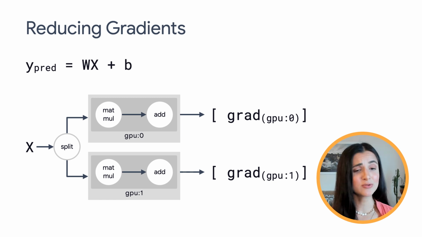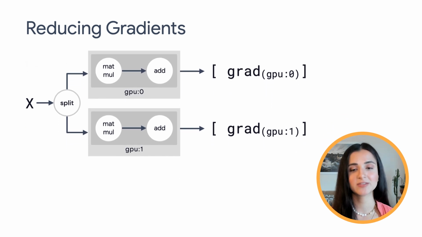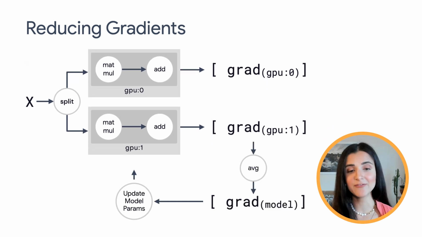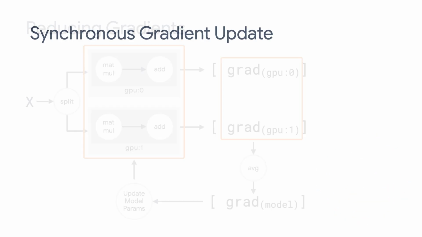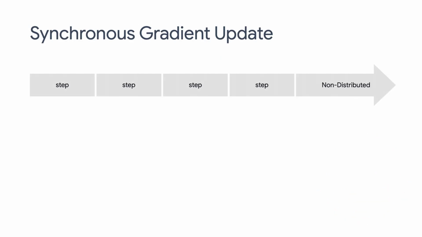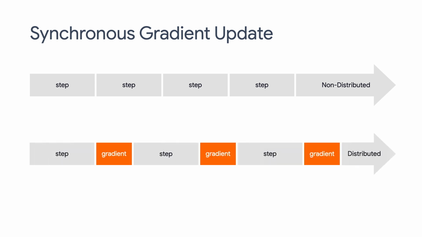But we now have two sets of gradients, one that was computed by GPU 0 and the other that was computed by GPU 1. So we need some way of turning these two sets into one. And we're going to do this by averaging the gradients, and then using this averaged value to update our model parameters. Turning these two sets of gradients into one set of gradients happens at the end of each step.